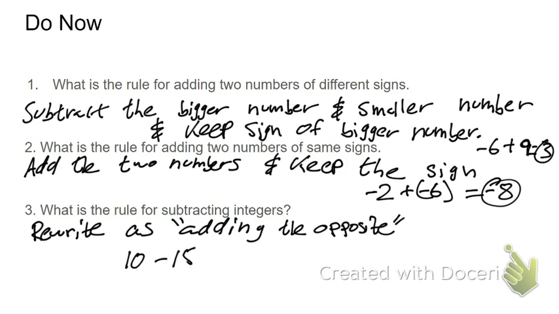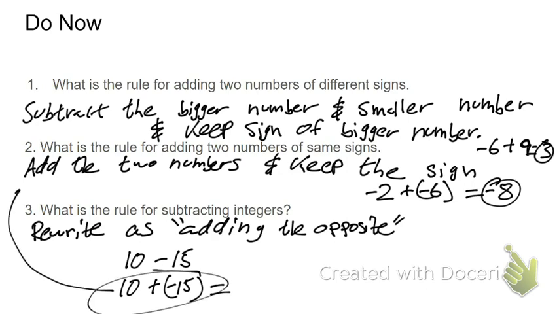So say you've got 10 minus 15. Say you saw that problem on the quiz. You need to rewrite it as adding the opposite. What's the opposite of this number? The opposite of 15 is negative 15, right? Then once you get here, it's just like one of the 2 problems above. Are they the same sign or different signs? They're different signs, right? You've got a positive and a negative now. So you do the bigger one, which in this case is 15, take away the smaller one. 15 take away 10 is 5. But since the bigger one is negative, the answer has to be negative 5.